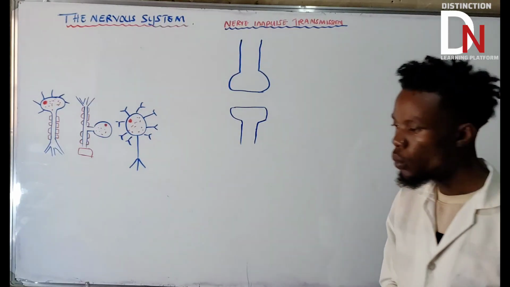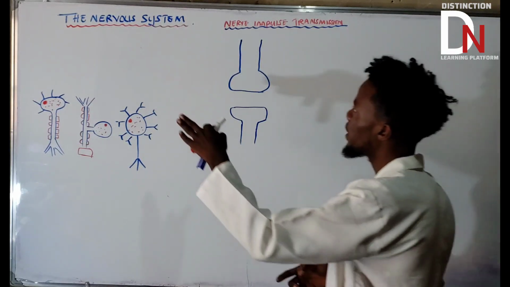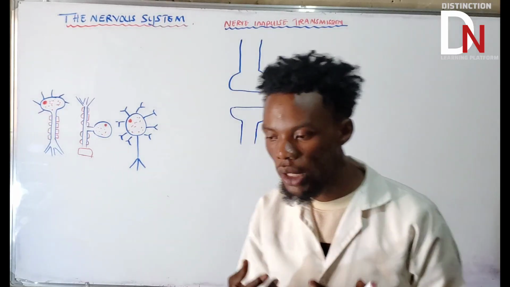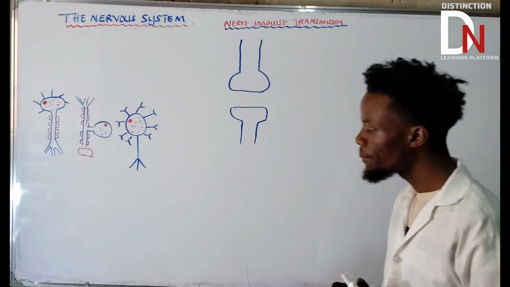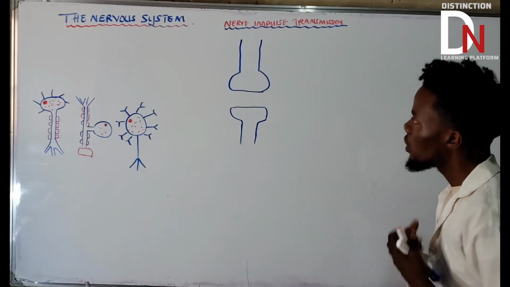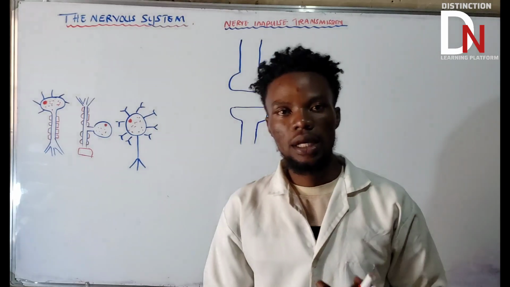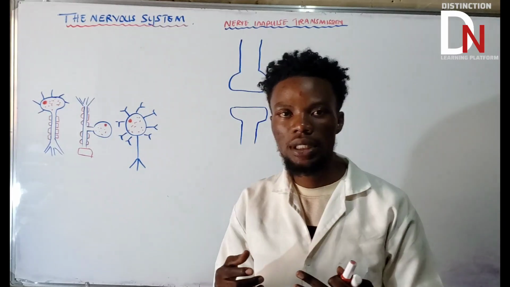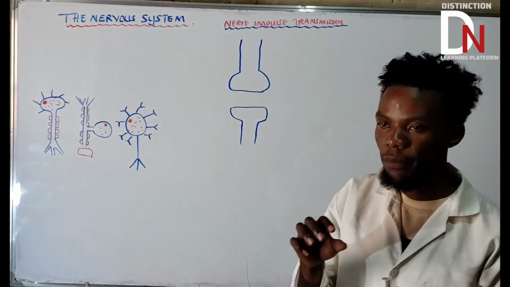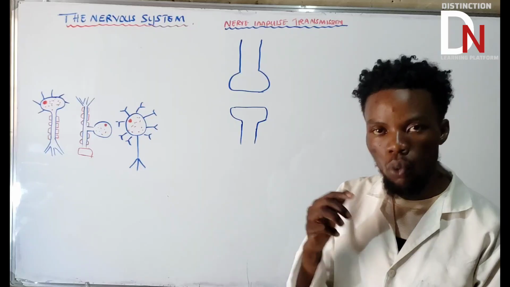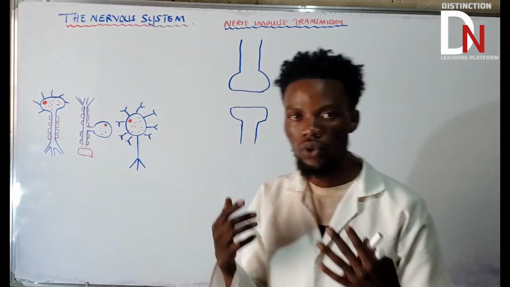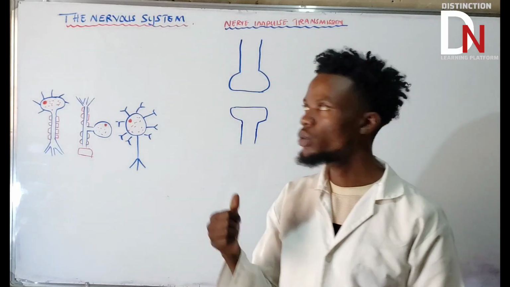So in this video, we're talking about what? The nervous system, which is a very important topic in biology. So what is the nervous system? Remember that there are two systems in our body that help us to communicate with one another. If a certain body organ wants to communicate with another body part, basically they are going to use a certain system which we call the nervous system.